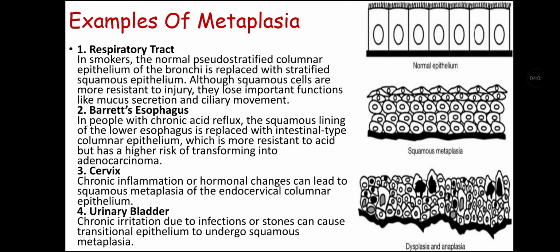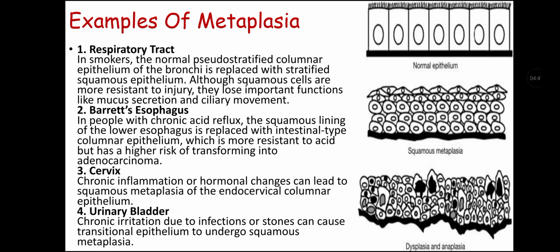Examples of metaplasia. First example is respiratory tract. In smokers, the normal pseudostratified columnar epithelium of the bronchi is replaced with stratified squamous epithelium. Although squamous cells are more resistant to injury, they lose important functions such as mucus secretion and ciliary movement. Second example of metaplasia is Barrett's esophagus. In people with chronic acid reflux, the squamous lining of the lower esophagus is replaced with intestinal type columnar epithelium, which is more resistant to acid but has a higher risk of transforming into adenocarcinoma.